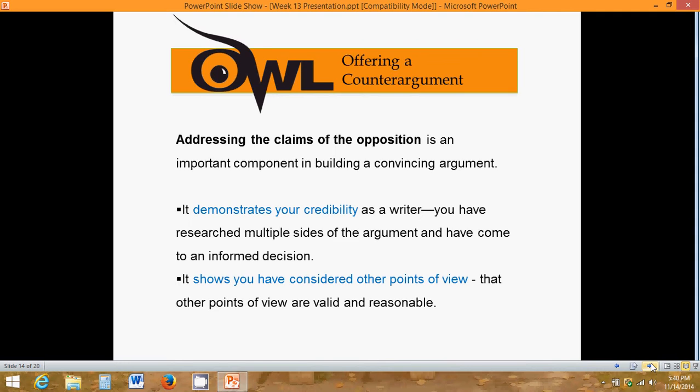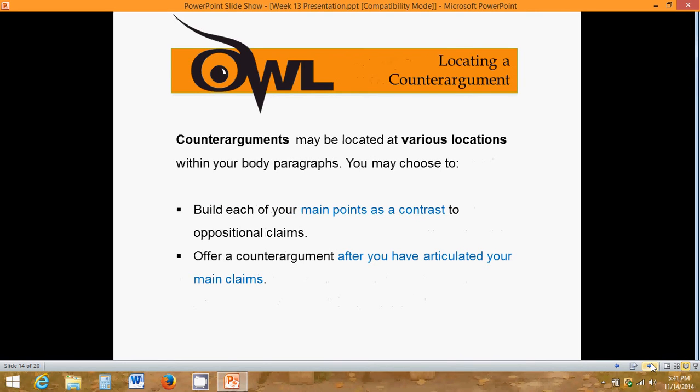And also addressing the claims of the opposition shows that you've considered other points of view. That's also a form of credibility. It shows that you are open-minded, that you understand that there are lots of other things available, and you've considered them. Notice that there are valid and reasonable viewpoints on the opposition, but you have a clear logical explanation of why you still feel the way that you do about the topic.